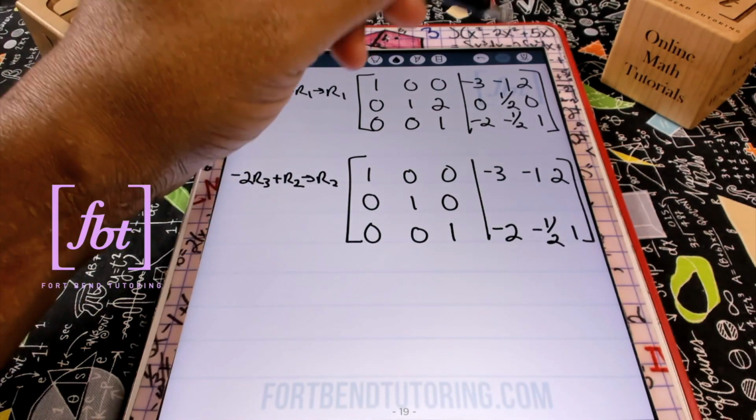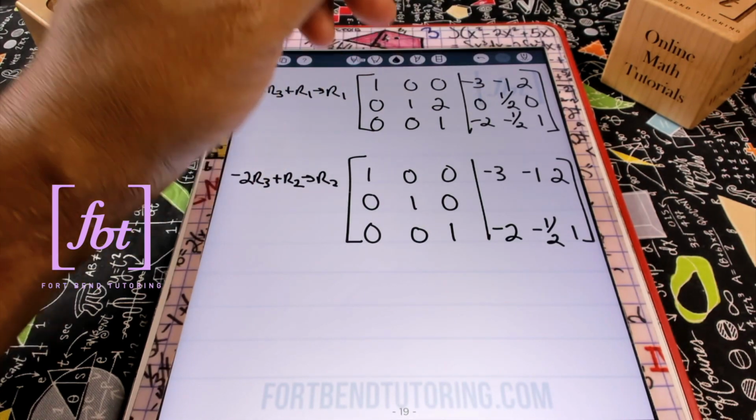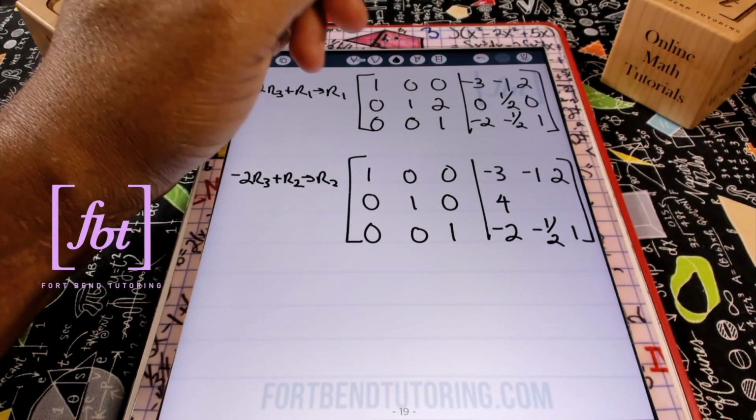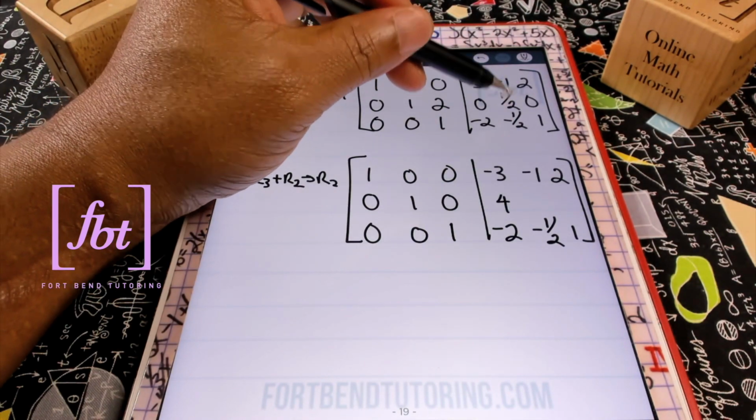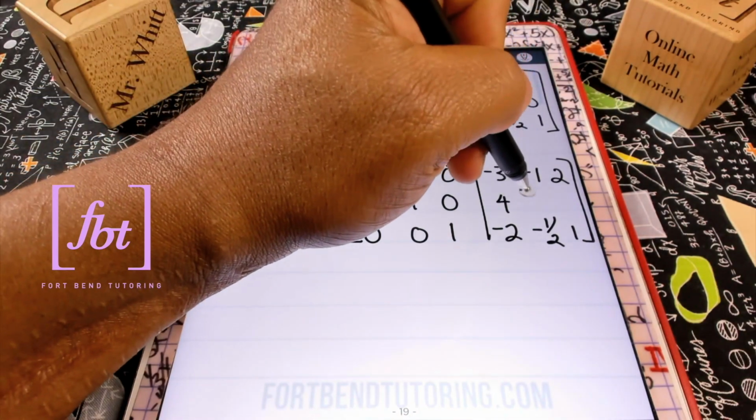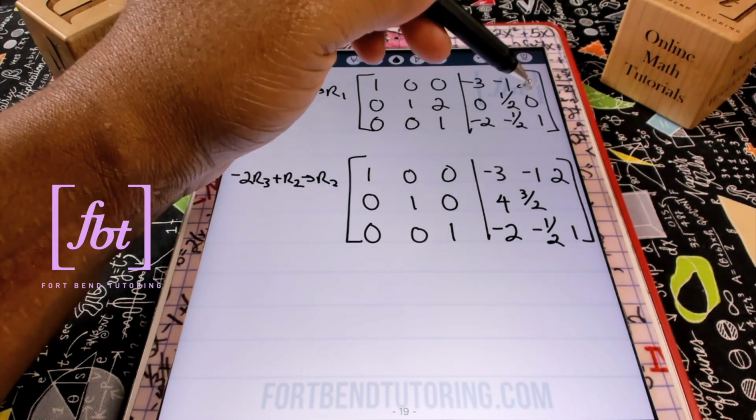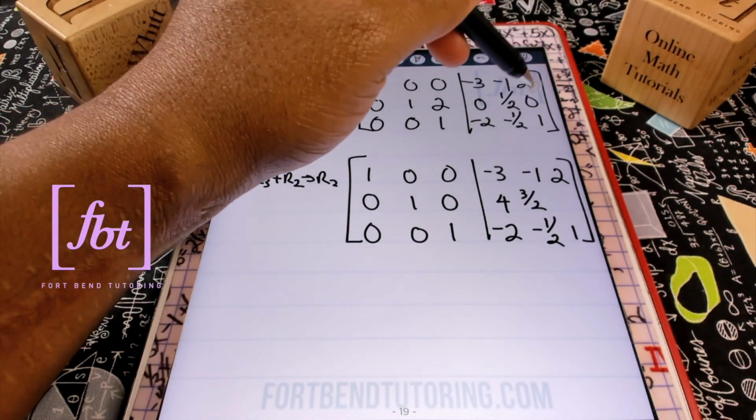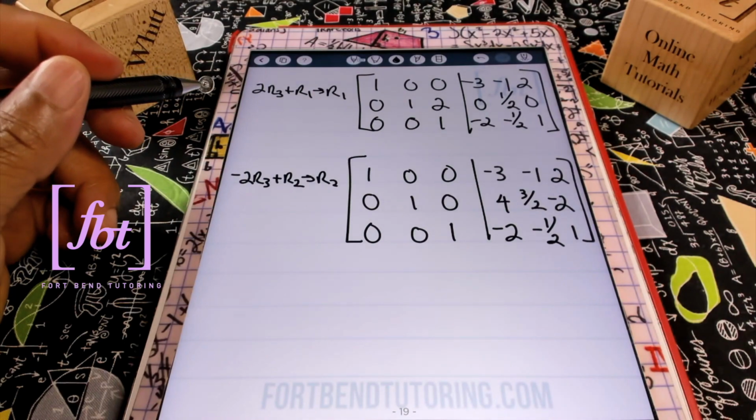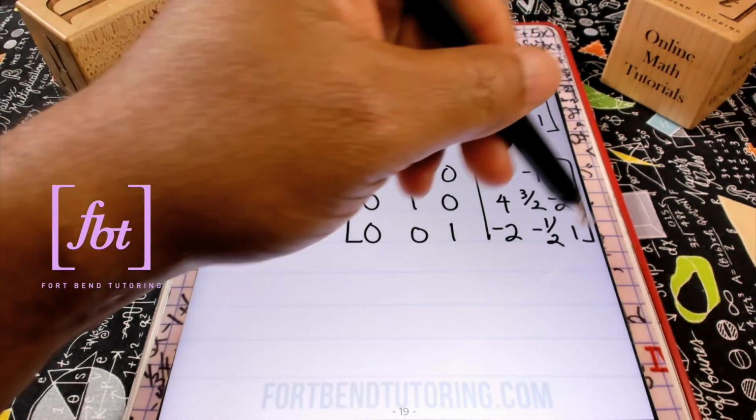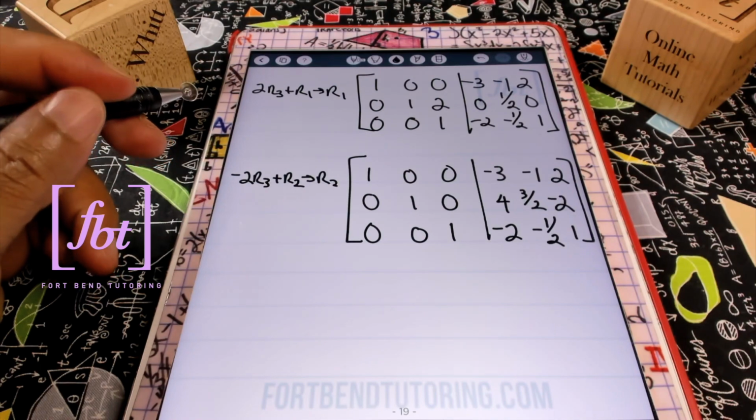Continuing on, you'll have negative 2 times negative 2 is 4, and then 4 plus 0 gives me 4. Negative 2 times negative 1/2 is 1, and then 1 plus 1/2 gives you 3/2, okay? Then you'll have negative 2 times 1 is negative 2, negative 2 plus 0 is negative 2. And it is this result on the right side that you'll find is the inverse matrix of A.